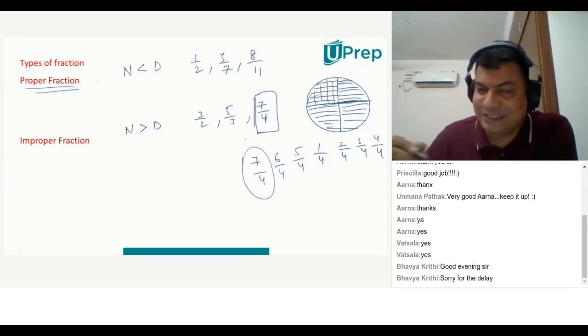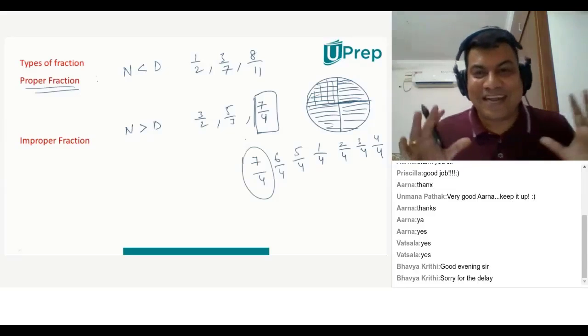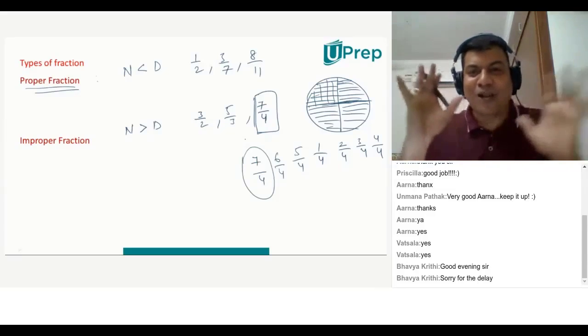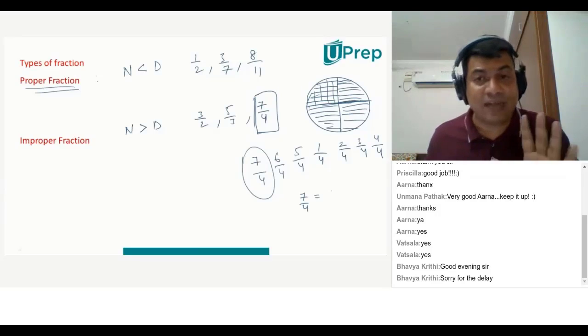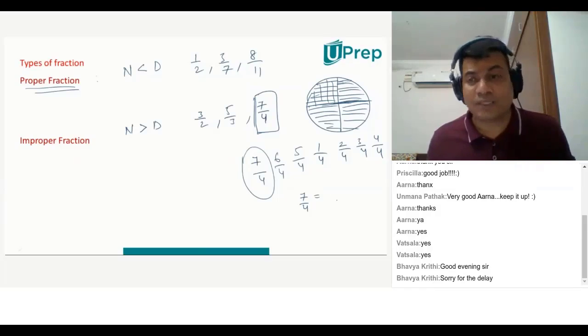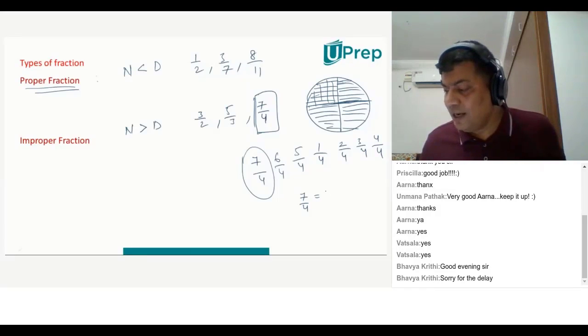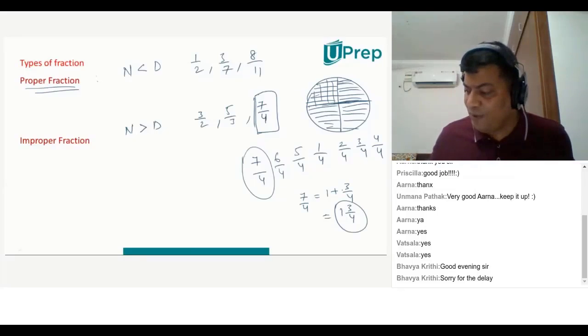When I said 7 by 4, Priscilla comes up and says, hey sir, I know what 7 by 4 means. She says I can separate the 7 by 4 as a mixed fraction. People who know what a mixed fraction is already know it is nothing but 1 plus 3 by 4. Another way of looking at this is 1 plus 3 by 4. That's 1 3 by 4, which we call a mixed fraction. We'll come there. But what do you mean by 7 by 4?